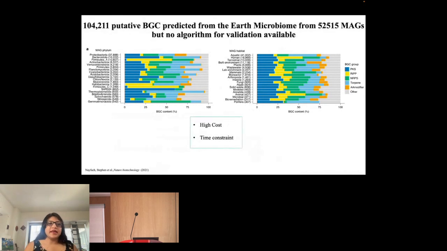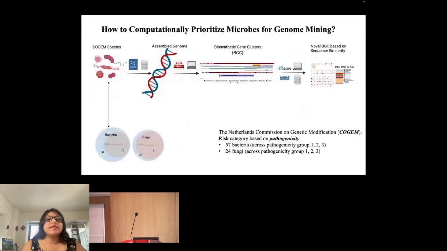It has been 10 years since computational genome mining gained popularity, but we still face the same challenges which we did 50 years back, which led to the decrease in the golden era of antibiotic discovery. Namely, validation is extremely tough. It is high cost and requires a lot of time. So how do we validate 104,000 putative BGCs and look for antibiotics? Hence, we devised an experiment to prioritize microbes which can be candidates for drug discovery.